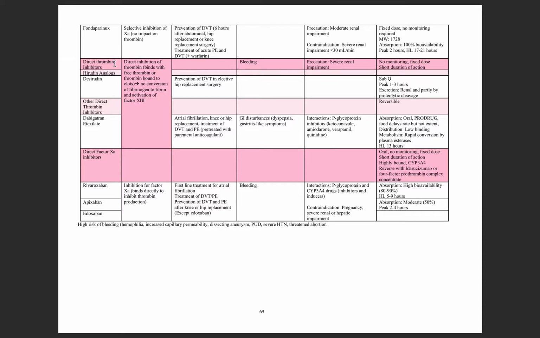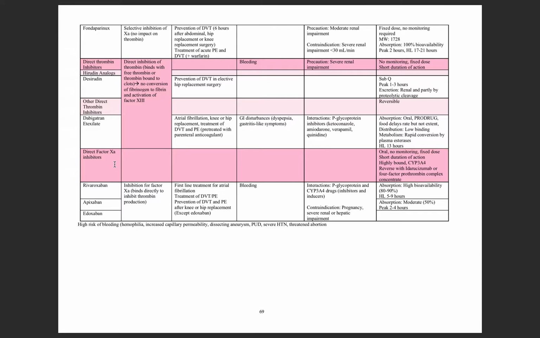For direct thrombin inhibitors, we're going to inhibit the thrombin, which allows fibrinogen to convert to fibrin. As a result, if there's no fibrin, there's no clot formation of that polymer. The uses are virtually the same. There's either desirudin or dabigatran that you'll see most commonly. Side effects are bleeding, and watch out for that renal impairment. Now, dabigatran is reversible, but it's also a prodrug. So food is going to delay the rate of conversion, but not the extent.